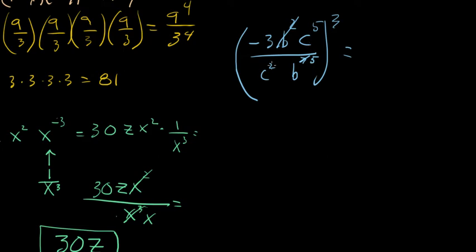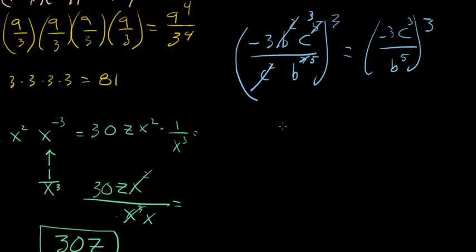So then 5 minus 2, so get rid of that and make that to the 3rd power. 5 minus 2 is 3. So that helps a little bit. So now I've got negative 3 c to the 3rd power over b to the 5th. Raise that to the 3rd power.